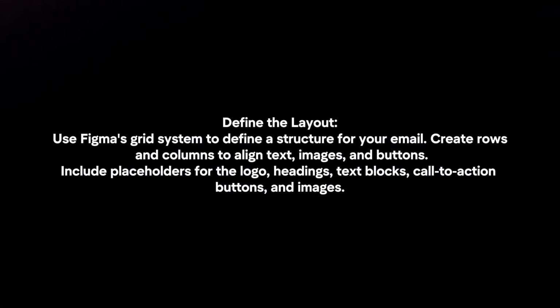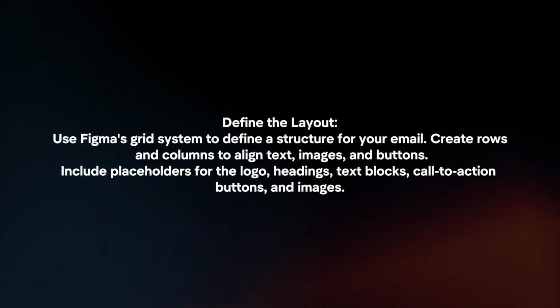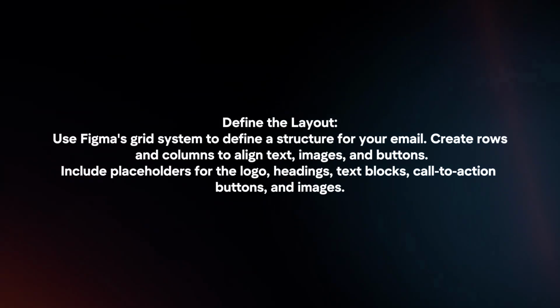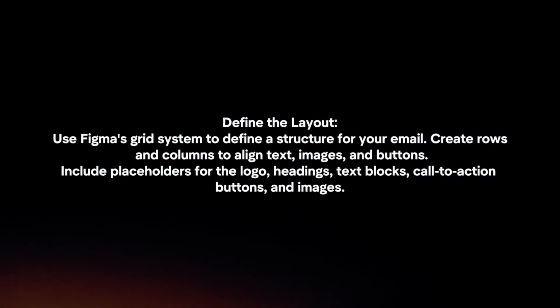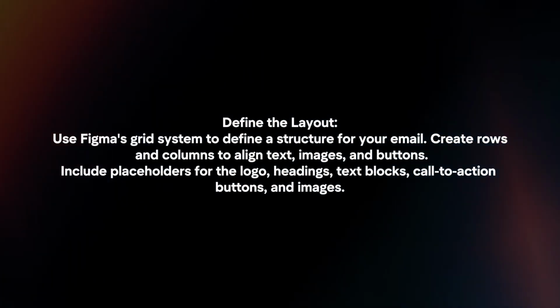Define the layout. Use Figma's grid system to define the structure for your email. Create rows and columns to align text, images, and buttons. Include placeholders for the logo, headings, text blocks, call to action buttons, and images.